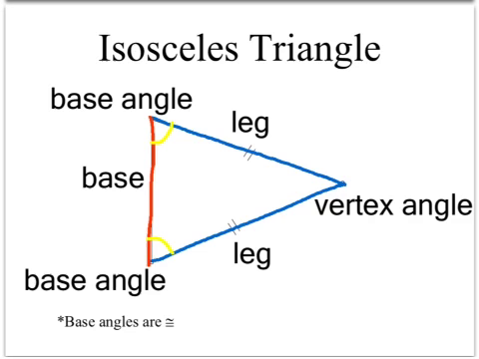They are also opposite the legs, so if you're trying to figure out which angles are the same in an isosceles triangle, you can just look at the 2 angles that are opposite the 2 legs. The third angle is called the vertex angle, and it won't be congruent to the other angles.